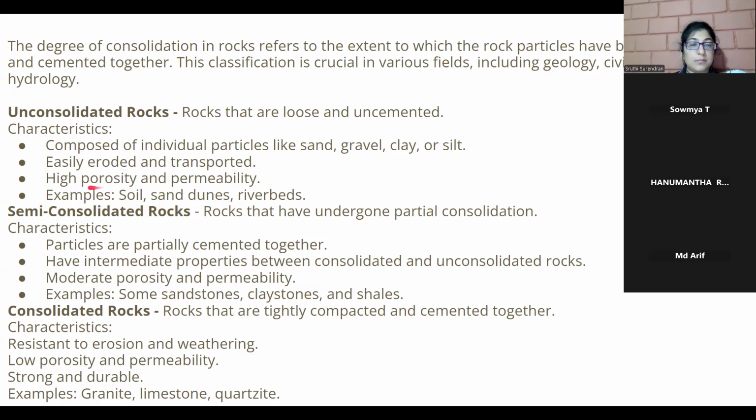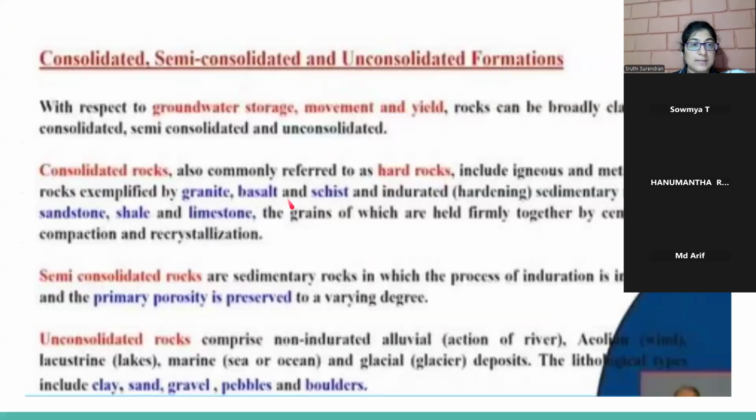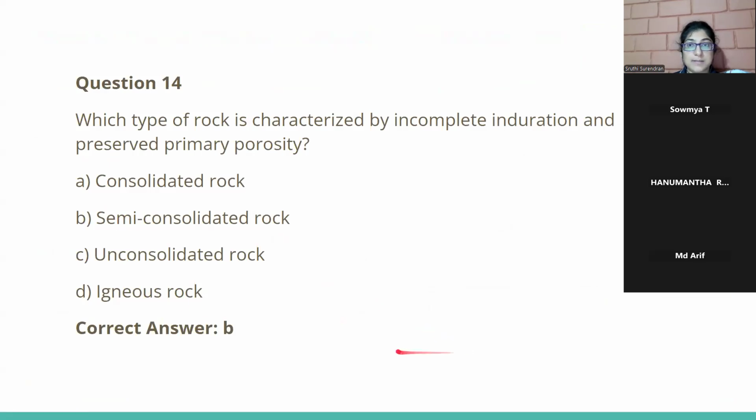Here the porosity and permeability is very high. Here they have moderate porosity and permeability, low porosity and permeability. So the semi-consolidated rock is where the process of induration is incomplete and primary porosity is preserved. Here, very highly cemented one, no, very low porosity and permeability. Unconsolidated, very high permeability and porosity. So the correct answer is option B, semi-consolidated.